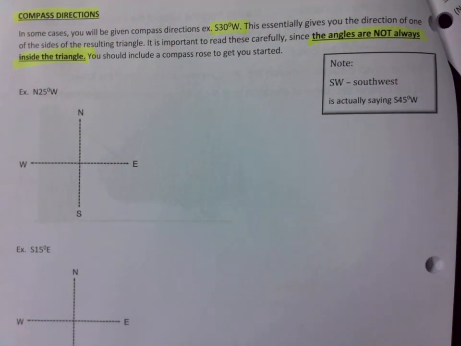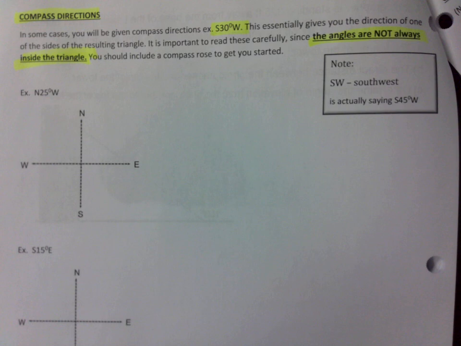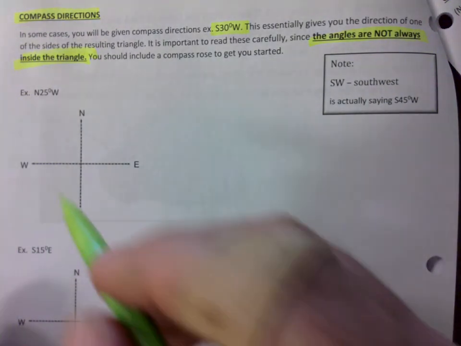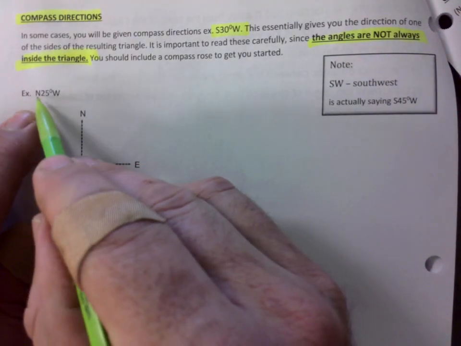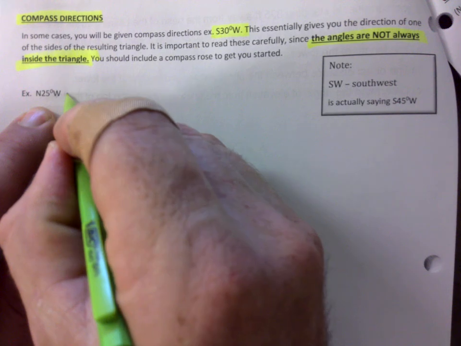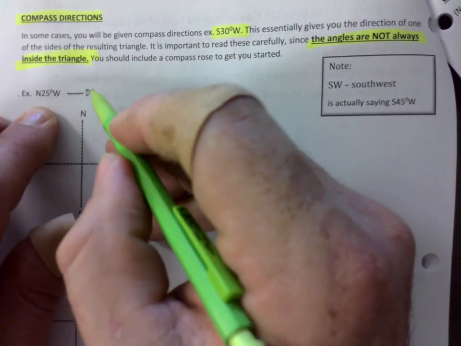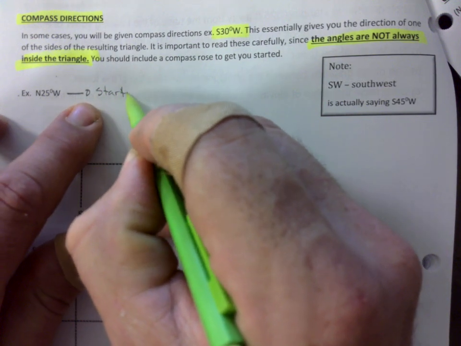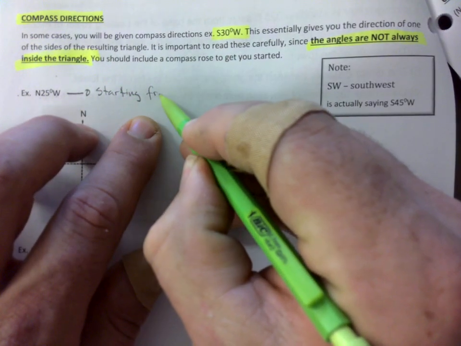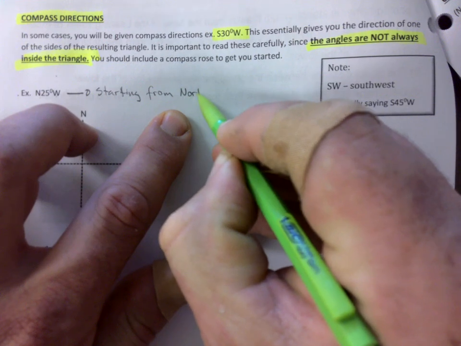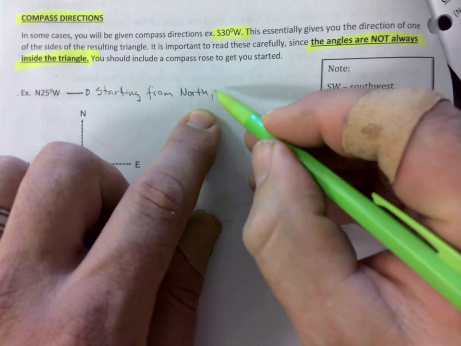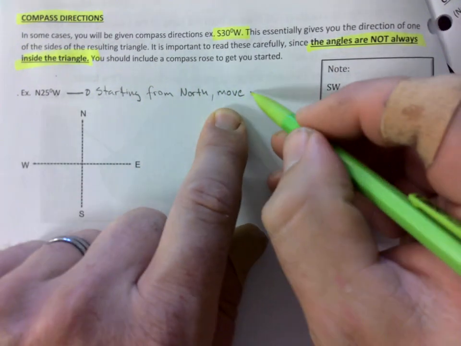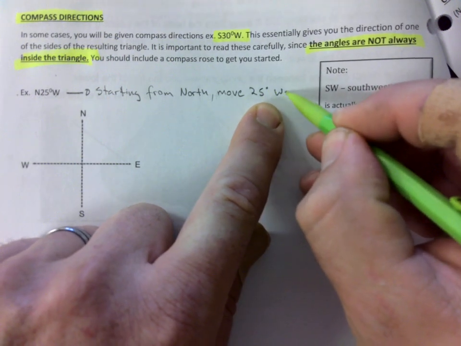And here we go. So I'm going to introduce the topic. I don't think we're going to solve today. We're just going to introduce it and see how it goes. By the way, this is how you read it, okay? If you see N 25 degrees west, it reads as follows. Starting from north, move 25 degrees westward.